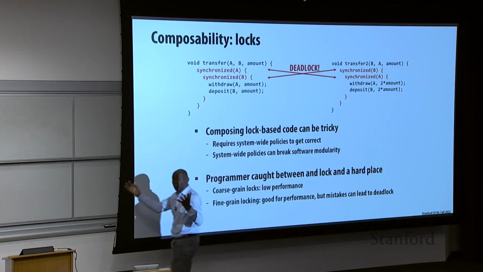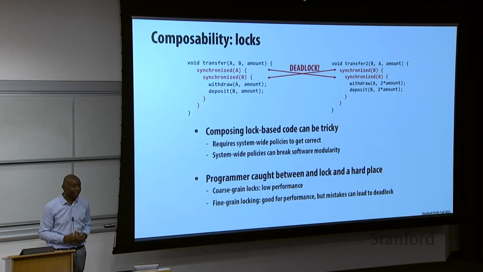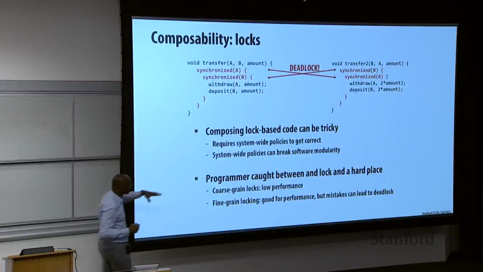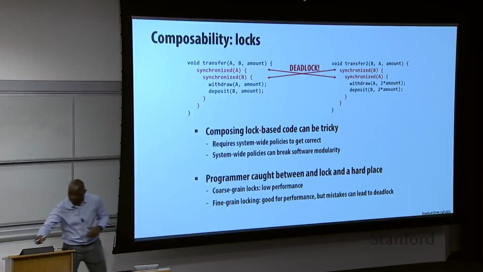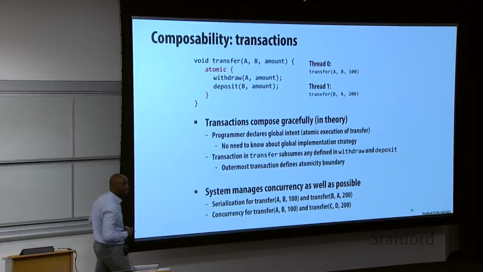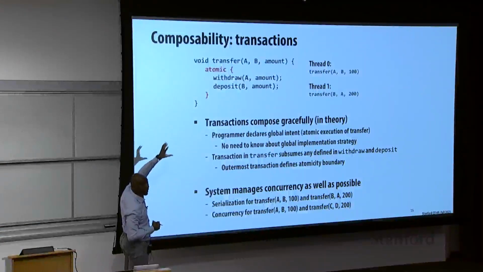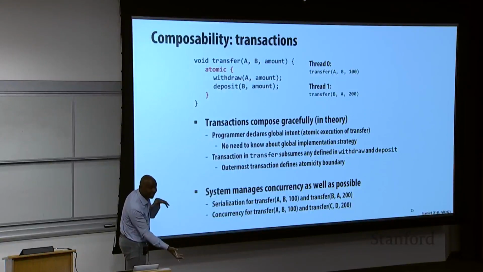So you need some global mechanism, but this global mechanism breaks composability, right? Because now you need to know globally what to do in order to compose these simpler components together, right? And so this system-wide policy breaks software modularity, and so what you want then is transactions, right? So you want to wrap an atomic around the withdraw and deposit. But as we've already seen, there are atomics inside withdraw and inside deposit, right? And so now you've got nested atomics.